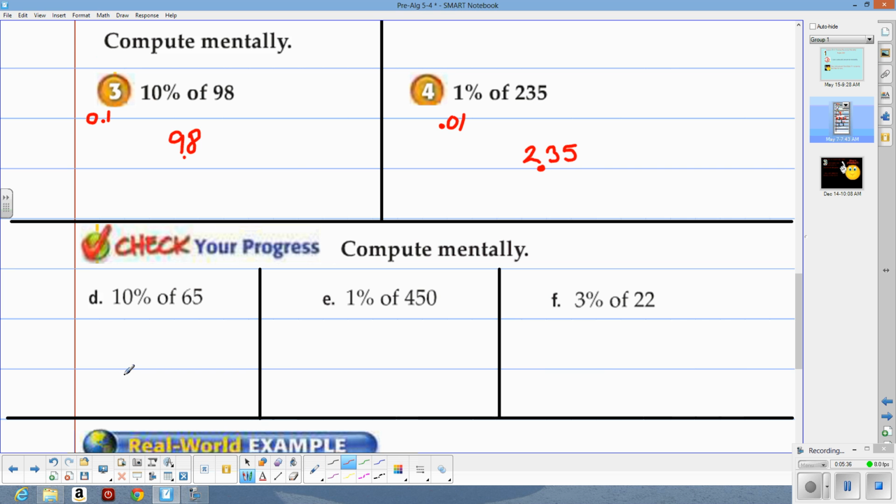10% of 65. This is one that I'm very familiar with. Back from my days of working at Target, I got a 10% discount, and I could quickly calculate that in my head by taking the decimal and moving it 1 place to the left. So 10% of 65 is 6.5 or 6 and 5/10. 1% of 450 is 1/100th, or divide by 100, which means to move the decimal 2 places to the left.